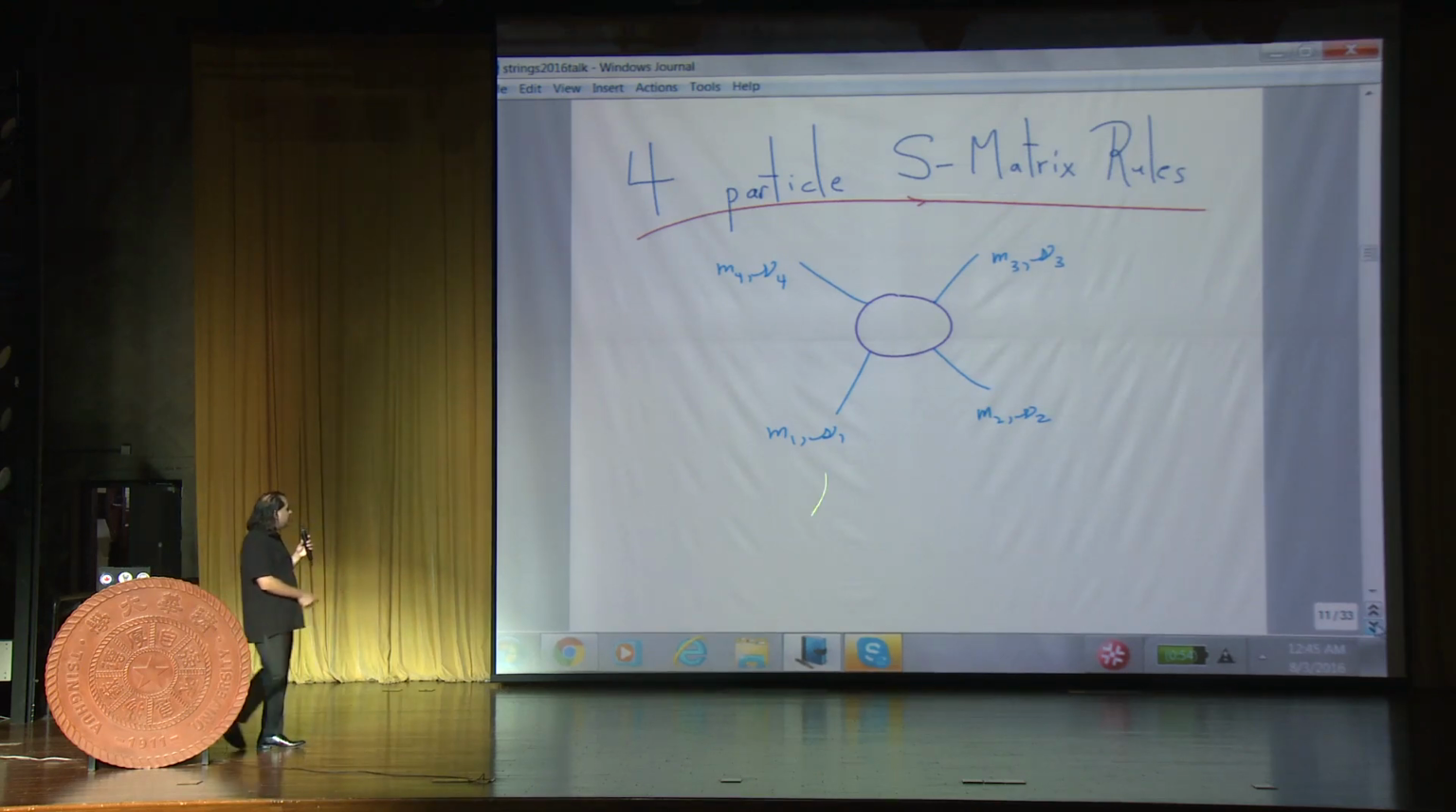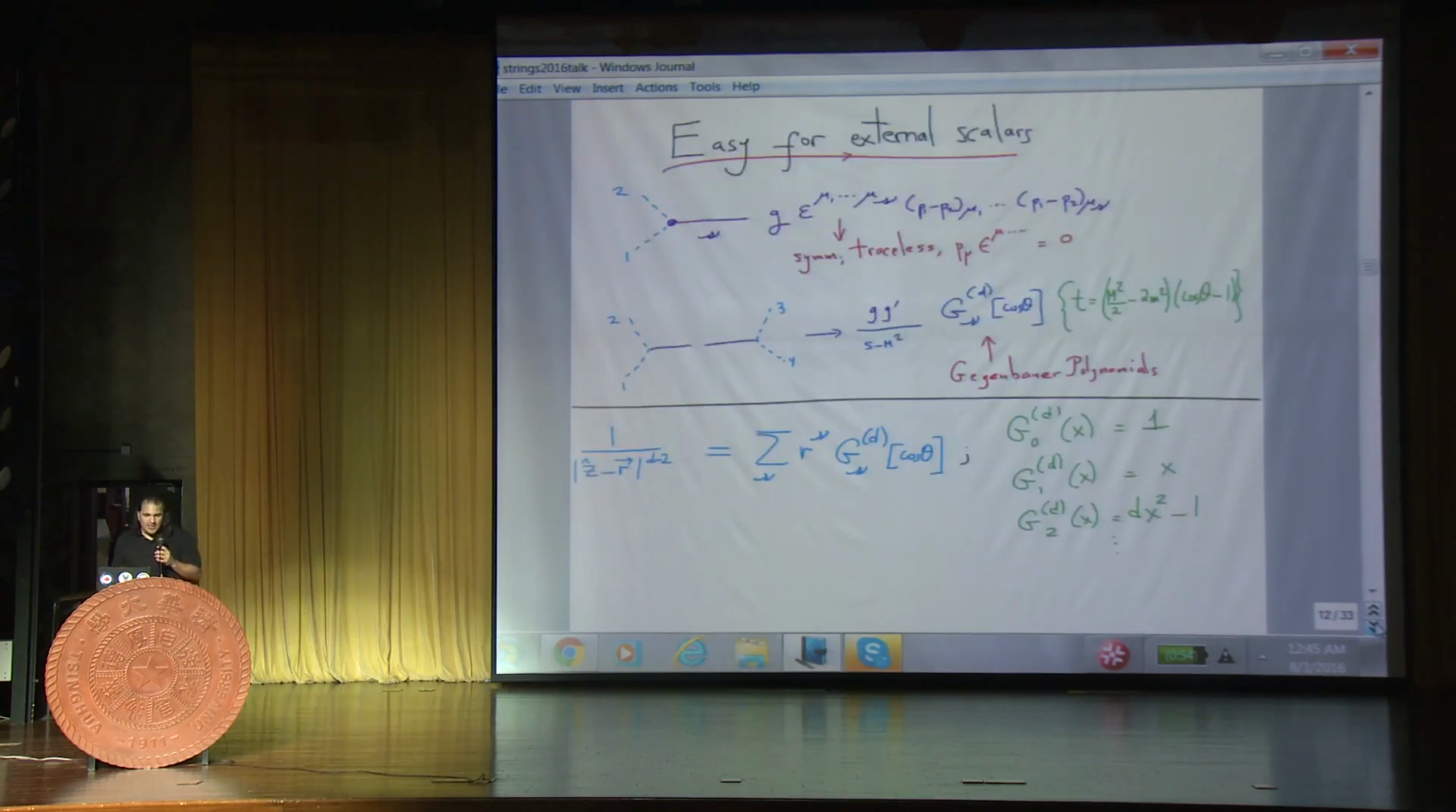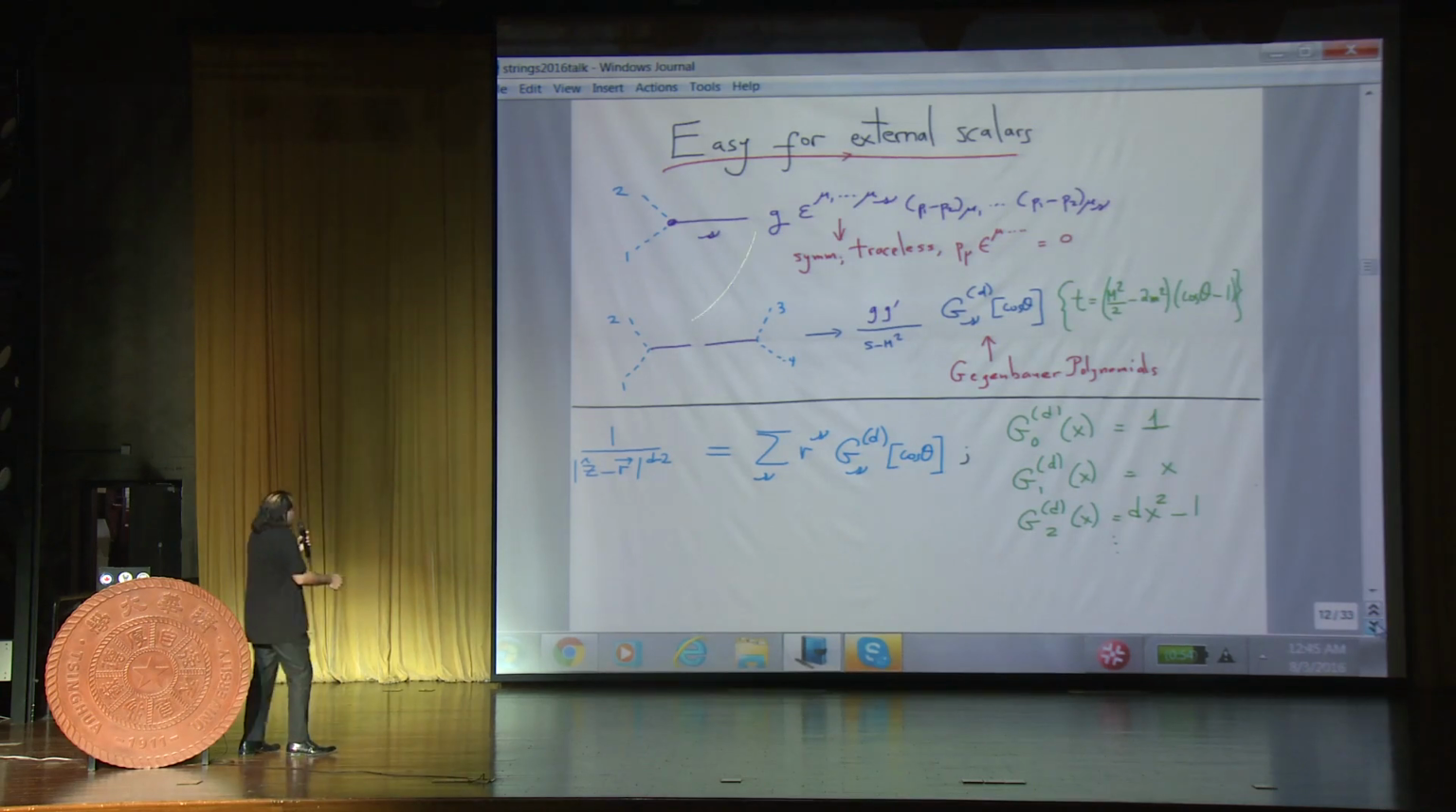All right, so lightning quickly, 4-particle S-matrix rules for totally general masses and spins on the outside. Now, this is easy for the case of external scalars. It's easy and familiar for the case of external scalars in any number of dimensions.